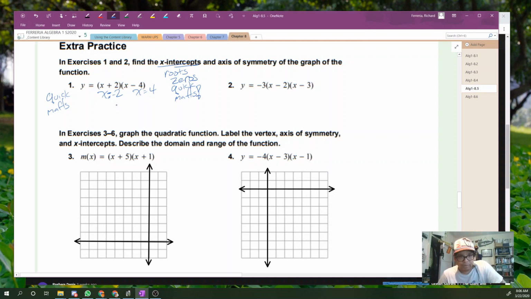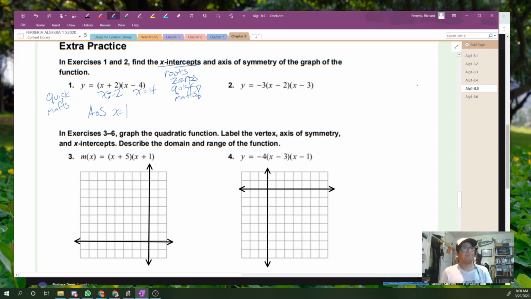And now let's figure out what number is in between -2 and 4. That might be a little more difficult, but you can always resort to the formula. What's -2 plus 4? That's 2. 2 divided by 2 is 1. So the axis of symmetry is x equals 1.